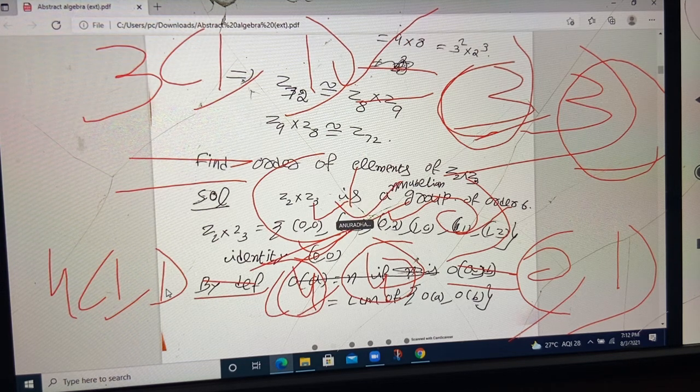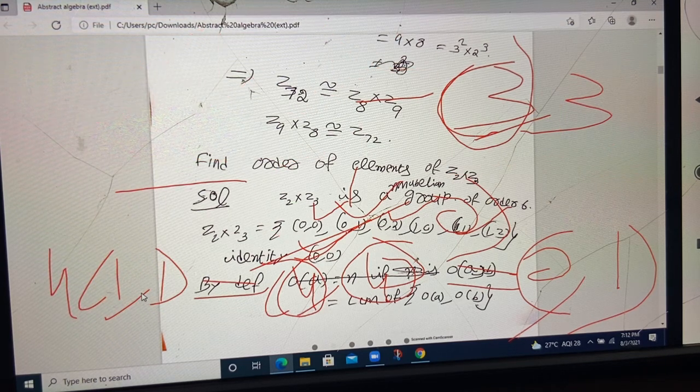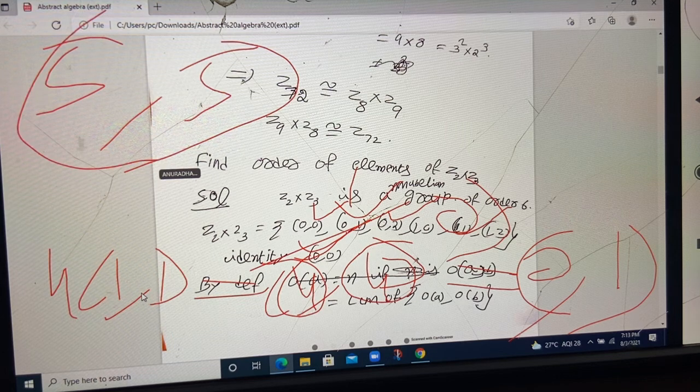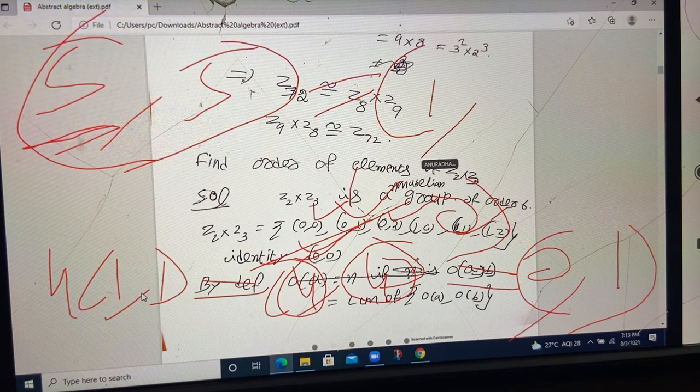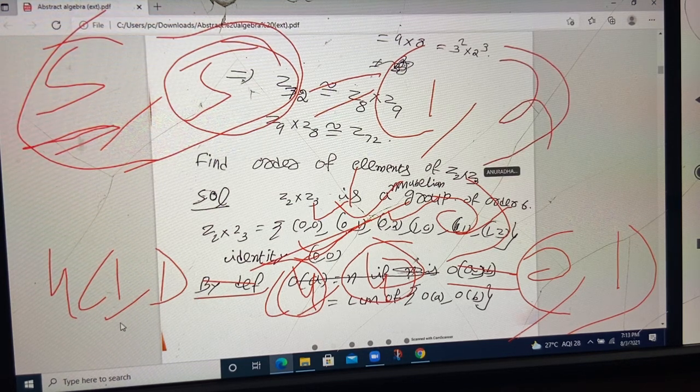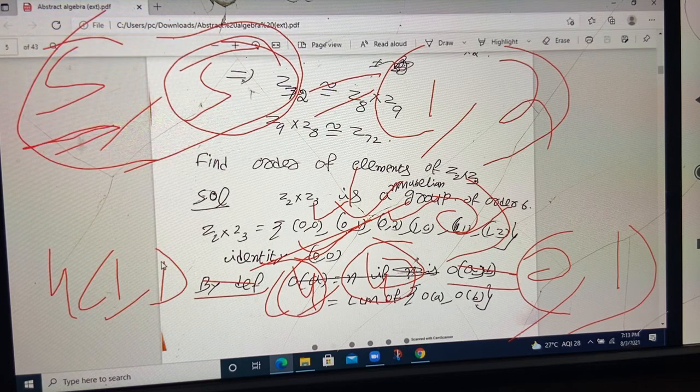4 elements got completed. Now let us write 5 into (1, 1). What is 5 into (1, 1)? You can write it as (5, 5). What is 5 under modulo 2? When you divide 5 by 2, 2 twos are 4, remainder 1. 5 divided by 3, 3 ones are 3, remainder is 2, so (1, 2). So we are able to write (1, 2) as 5 into (1, 1).